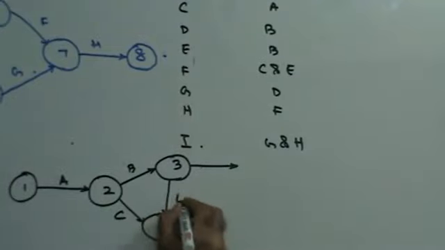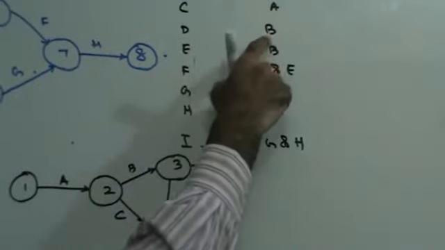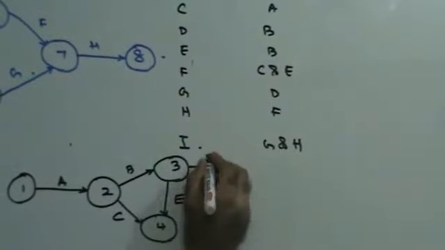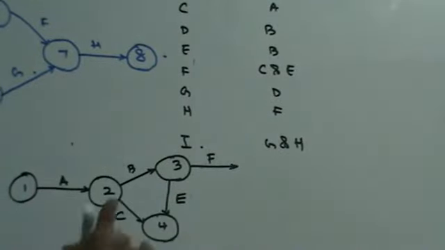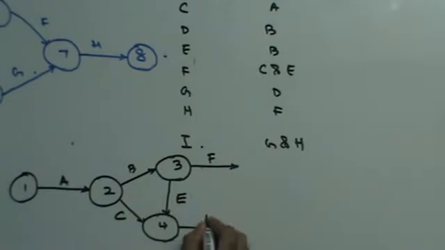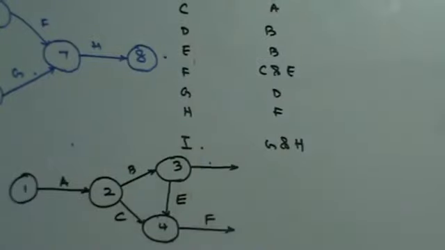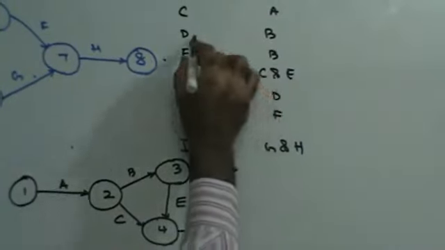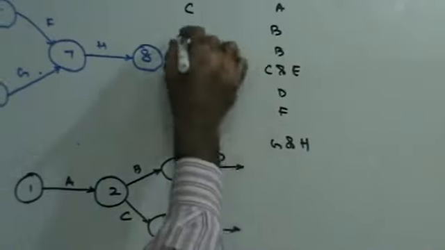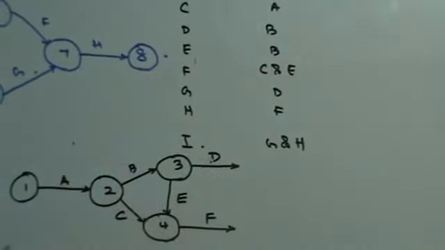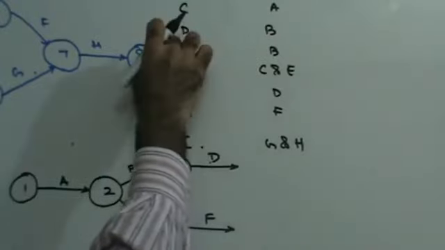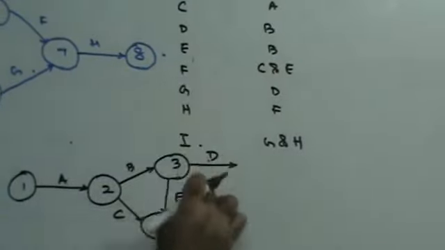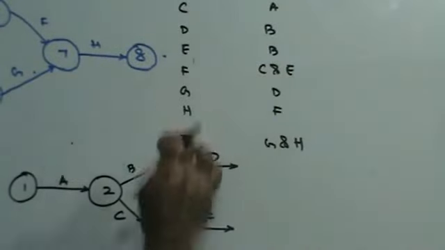C and E. So from B you have activity E, from B you have activity F. C and E combine to give you F. And this is what? From B you have activity D, which I have shown you here. From B you have activity E, which I have shown you here. C and E combine to give you F.